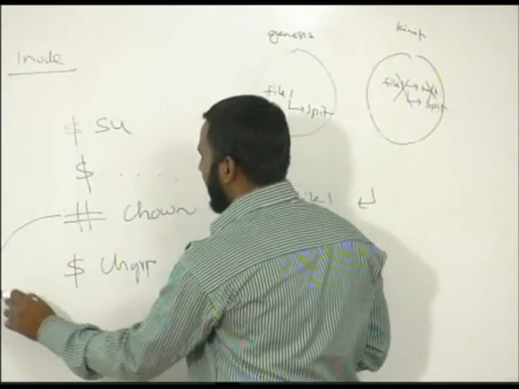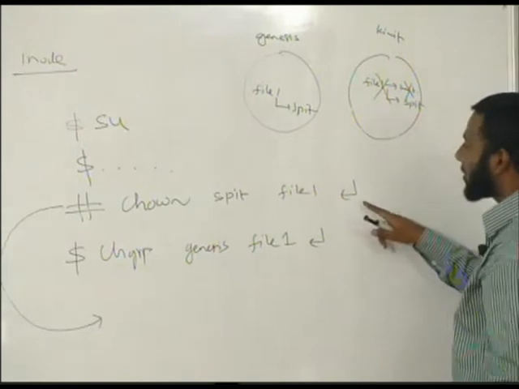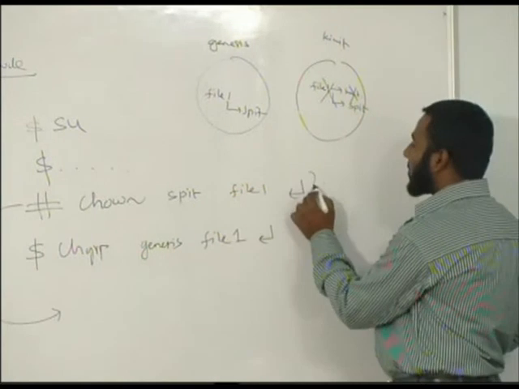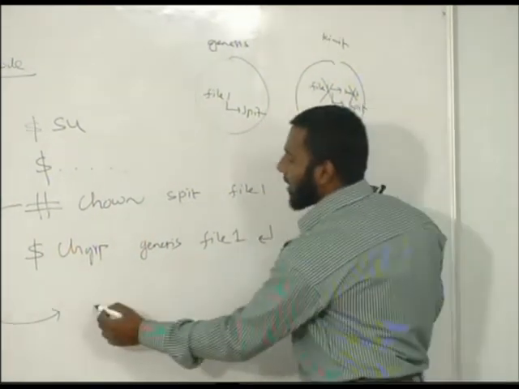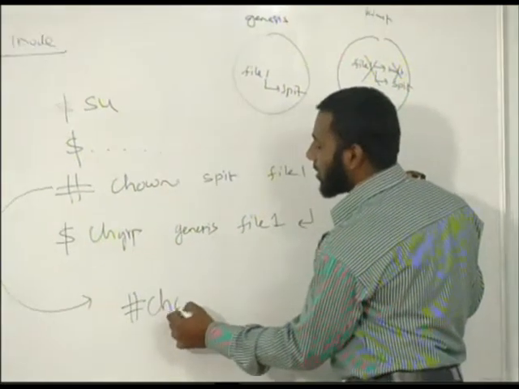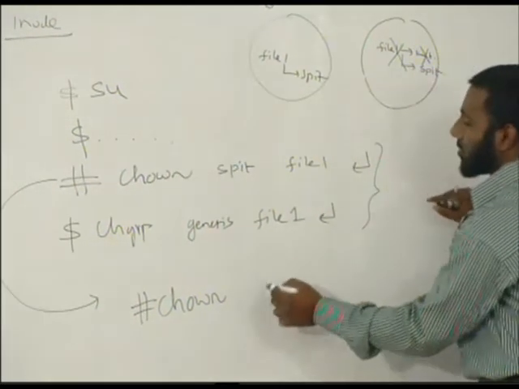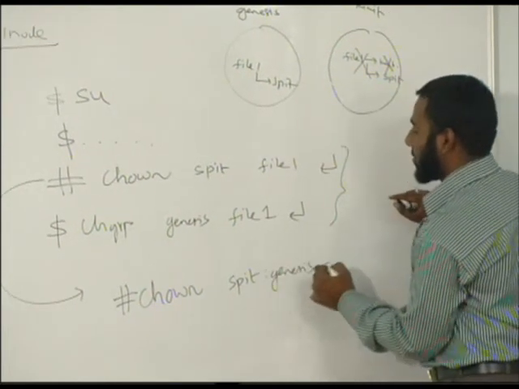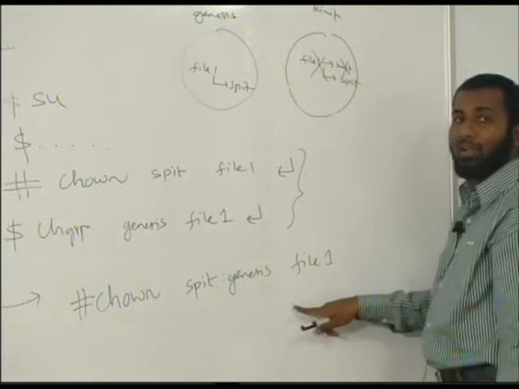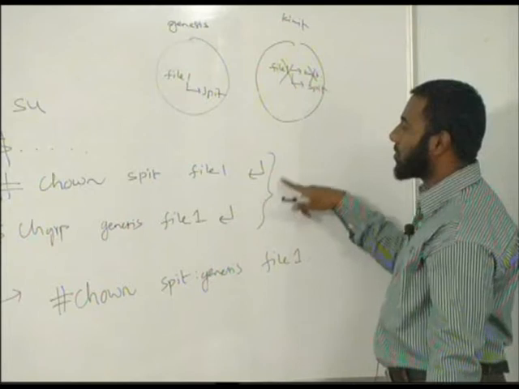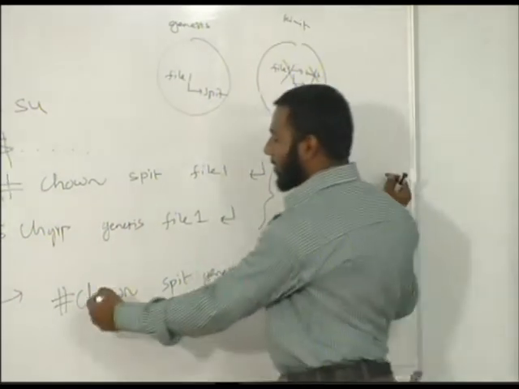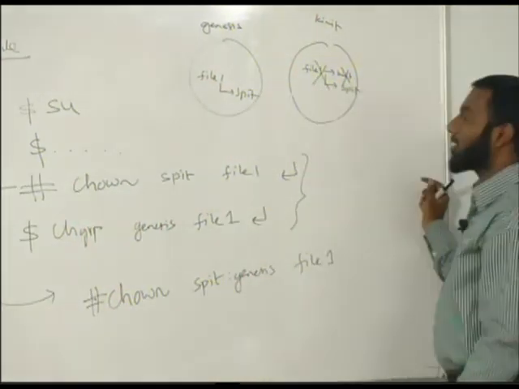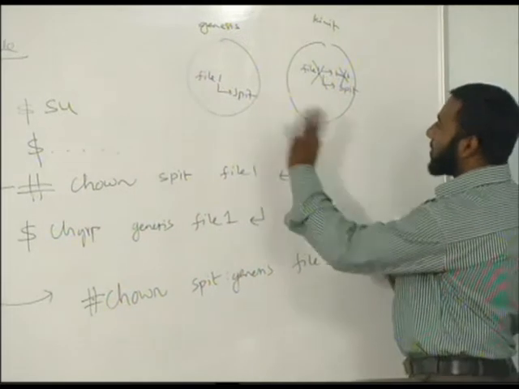The beauty of the chown command is that you can use it not only for changing the owner, but also for changing the group. For example, these require two commands, but I can accomplish this task in a single command like this: chown SPIT:Genesis file1. So this command will accomplish the task of these two commands. But in order to execute chown, you should be in an administrative account. You cannot be in a dollar prompt.